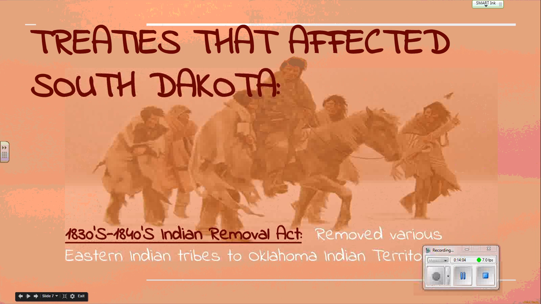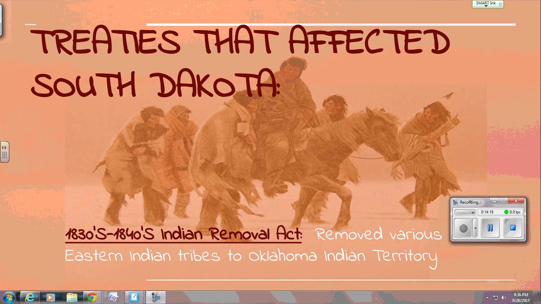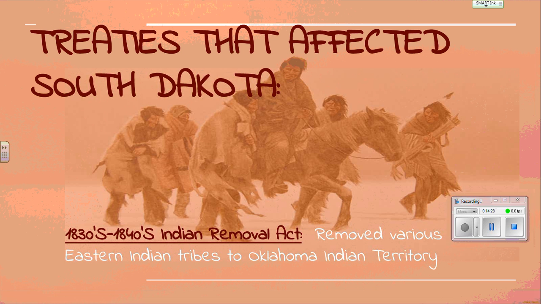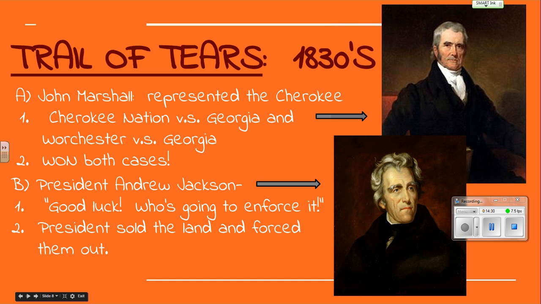Okay, so let's take a look at some of the treaties that specifically affected South Dakota. The very first one was early in the 1800s, 1830s and 40s. It was called the Indian Removal Act. And basically what it did, it removed various eastern Indian tribes to Oklahoma Indian Territory. Remember when we talked about the Cherokee? This is that particular event that we were talking about. It was known as the Trail of Tears. The actual removal happened in the 1830s.